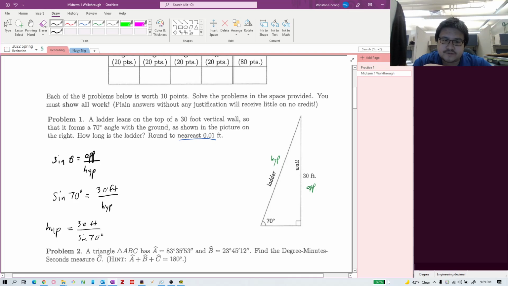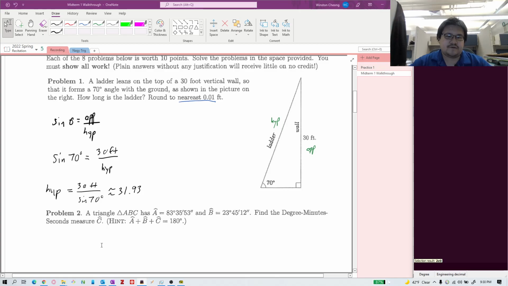Okay, so let's see. It's 30 divided by sine of 70 degrees. There's a lot of values there, and we want to round to the nearest 0.01. So that's going to end up being approximately 31.93. You notice that I do have to mention rounding because I actually saw some people round incorrectly. I think they just truncated. But you see the 5 there tells me that this 2 gets rounded up to a 3. So this is actually 31.93 feet.